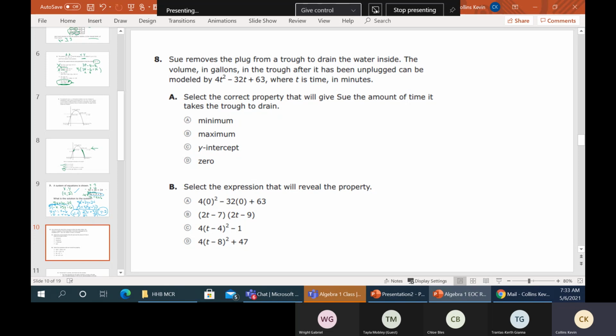So it says the volume in gallons in the trough after it's been unplugged can be modeled by the following function, where T is the time in minutes. It says select the correct property, say that 5 times fast, that will give Sue the amount of time it will take for the trough to drain. So is that going to be a maximum, a minimum, a y-intercept, or a 0? What do you think?